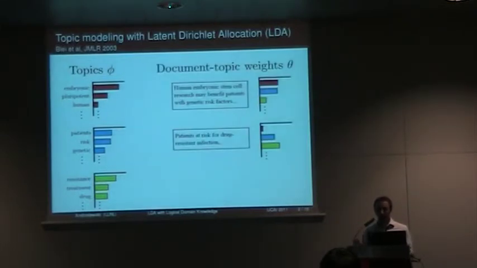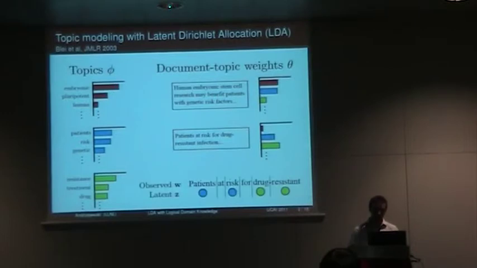Then each document is modeled as some document-specific mixture of these corpus-wide topics, where the mixture weights are given by theta. Again, I'm just showing these bars loosely proportional to these probabilities. This first document puts most of its probability on the stem cell topic and this patient's risk topic. The next document is kind of a mixture of patient risk and the drug resistance topic. And so you learn these topics, which are interesting in their own right, and these document topic associations.